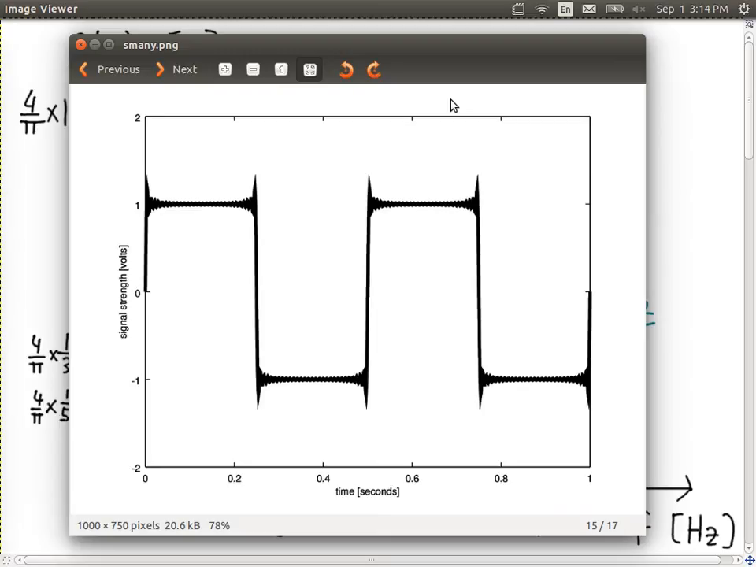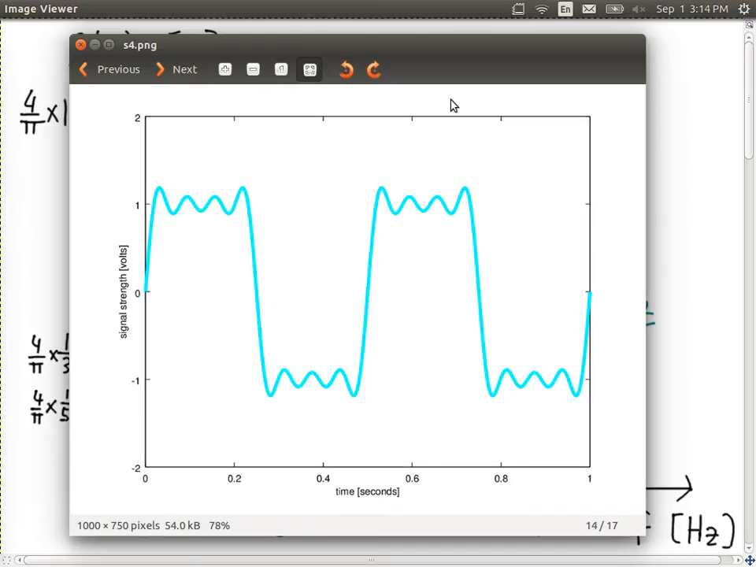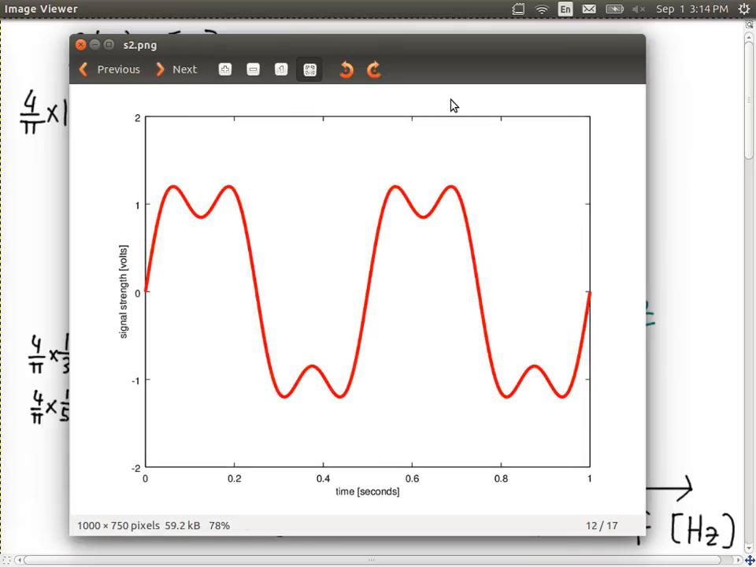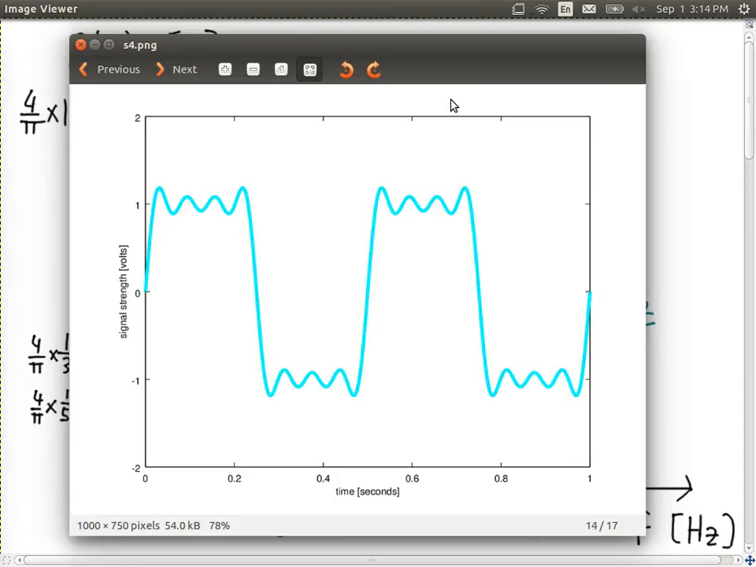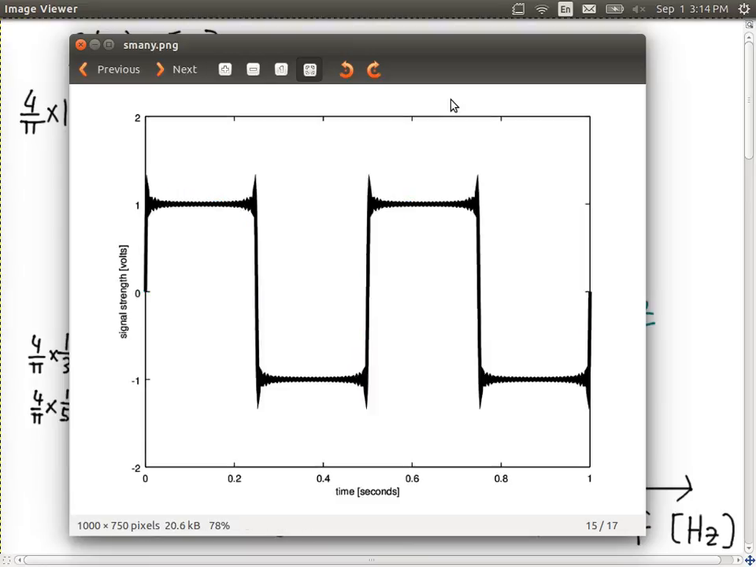Now, let's go the different way. Let's say we want to generate a square wave to represent our data. Of these, this black, blue, green, and red, of these four signals, which one is the best approximation of the square wave? The red, green, blue, or black? Which one approximates a square wave the best?